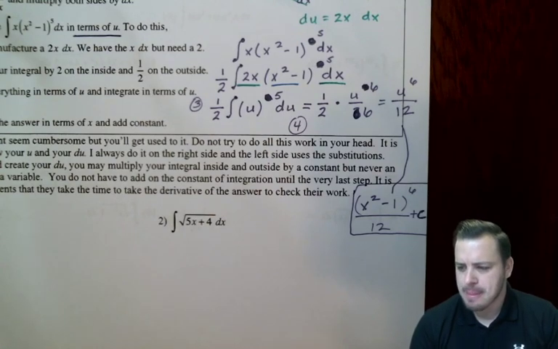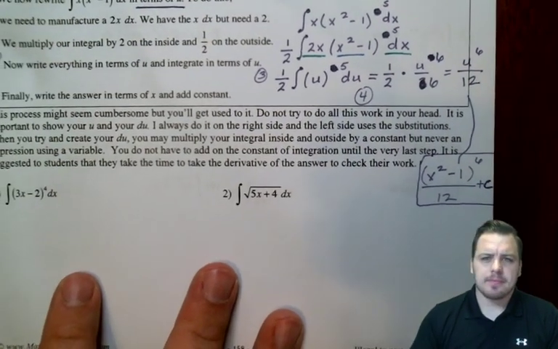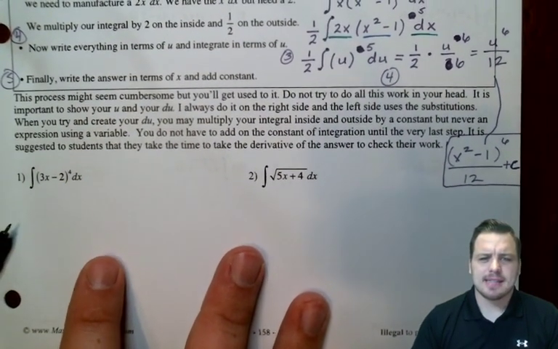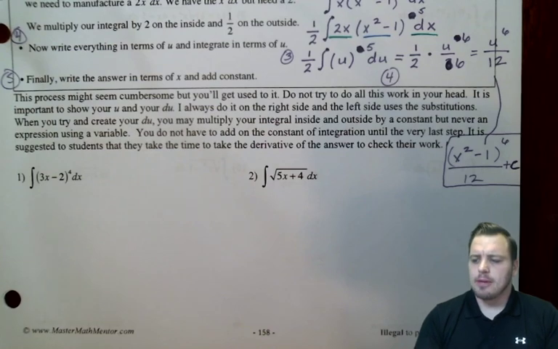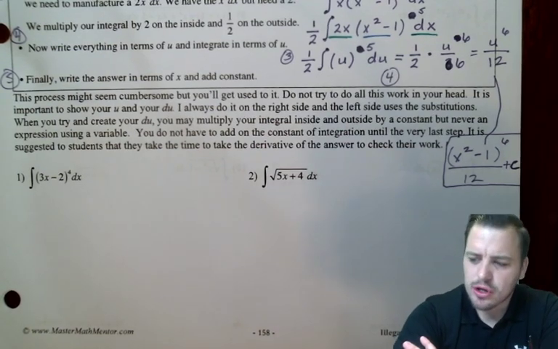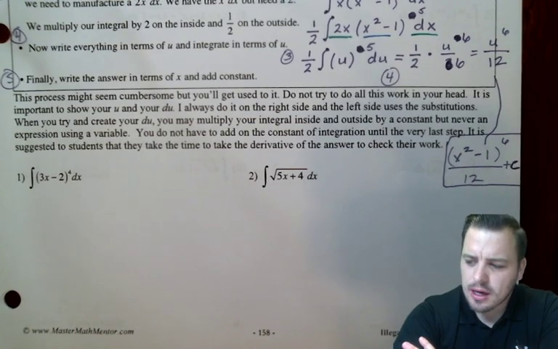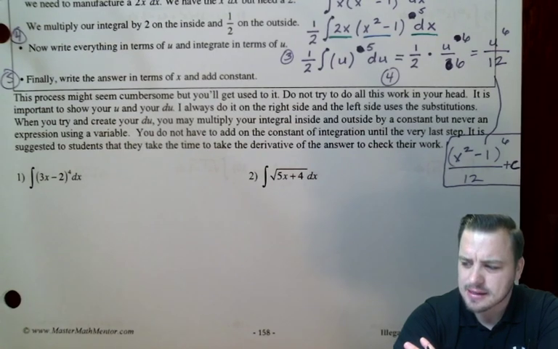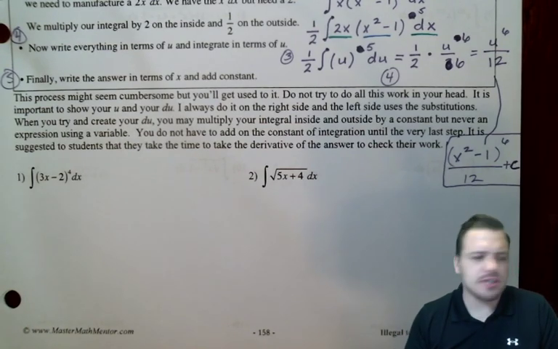All right? So this process might seem cumbersome, but you'll get used to it. Do not try to do all the work in your head. It is important to show your u and du. I also do it on the right side, and the left side uses the substitutions. When you try and create your du, you may multiply the integral inside and outside by a constant, but never an expression using a variable.